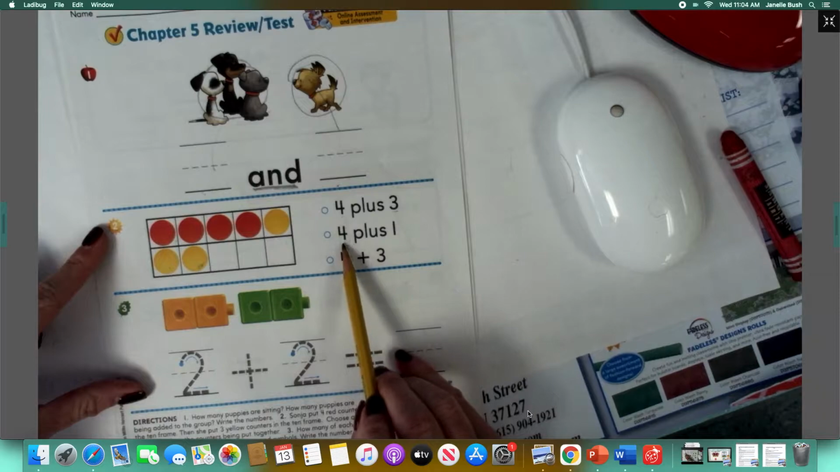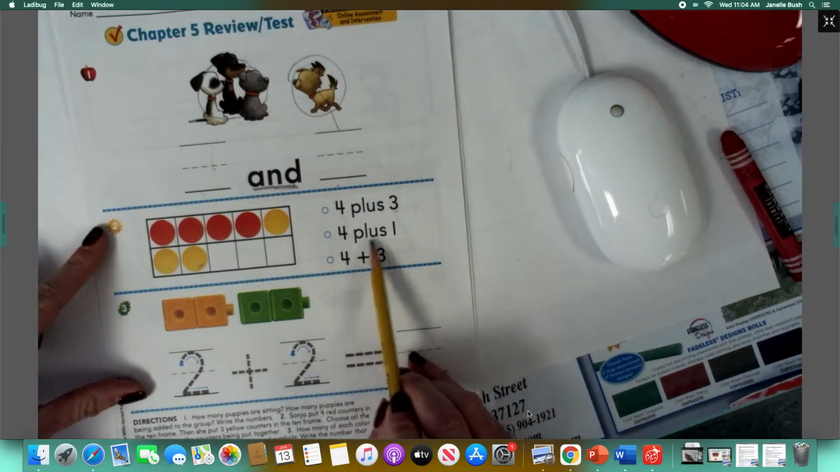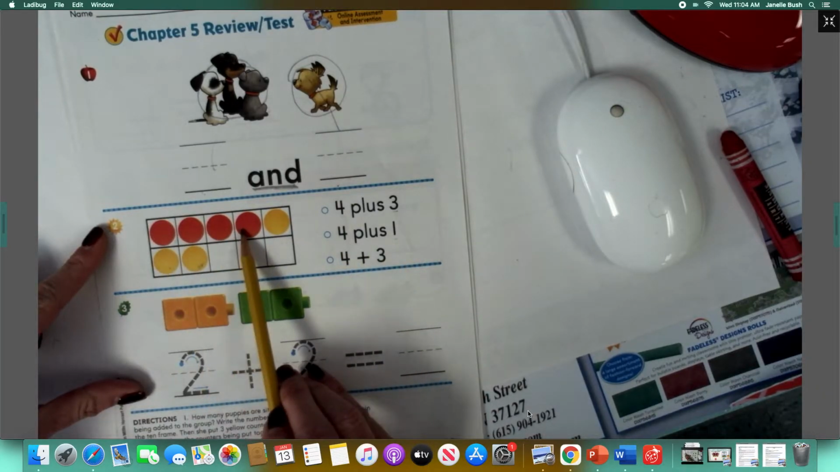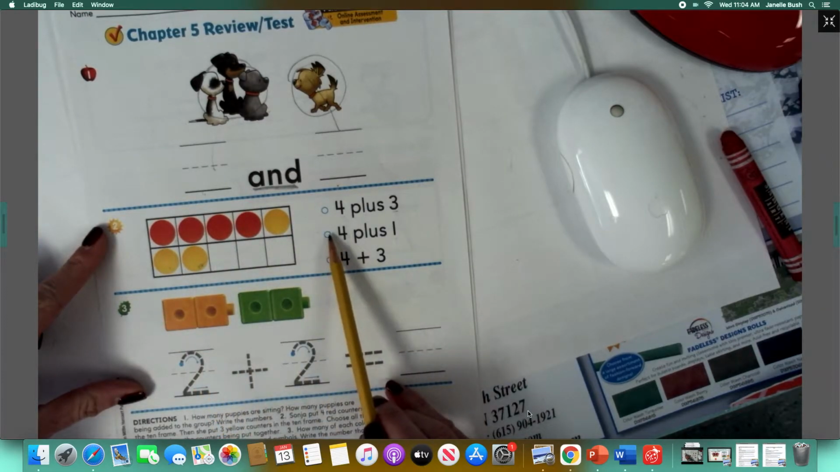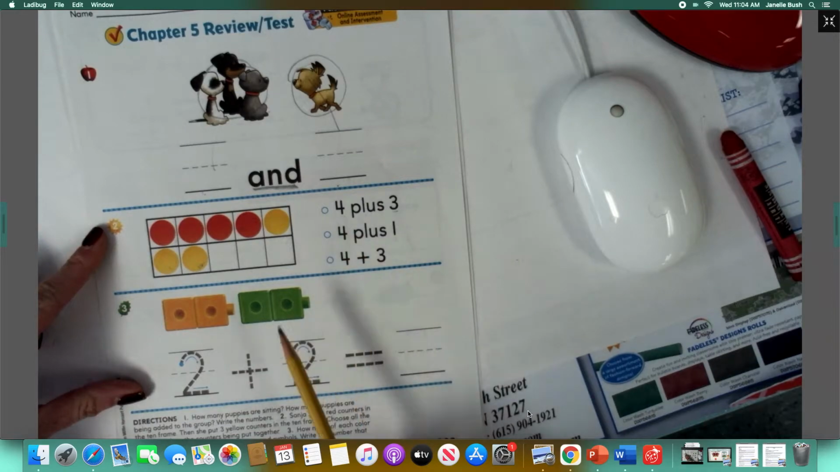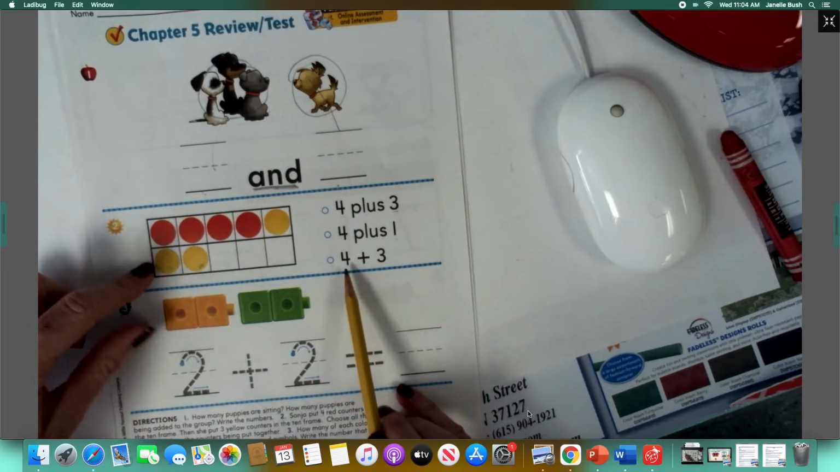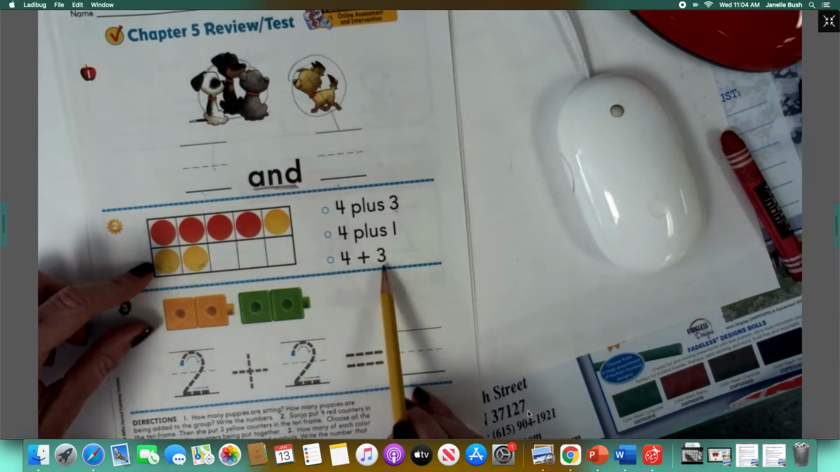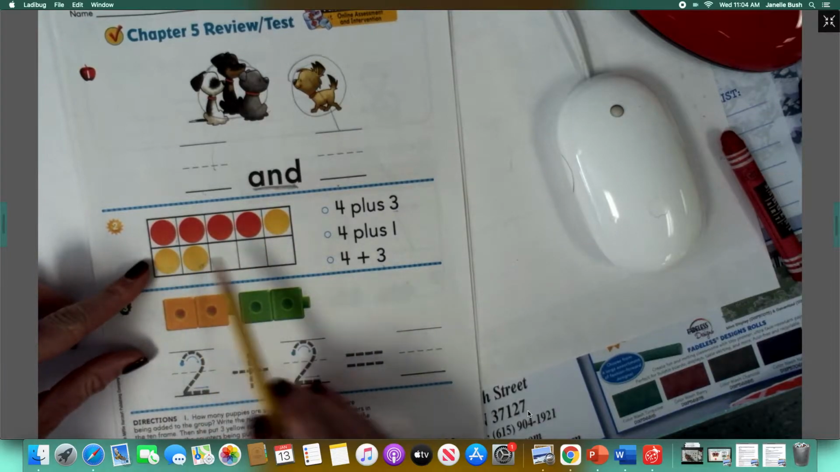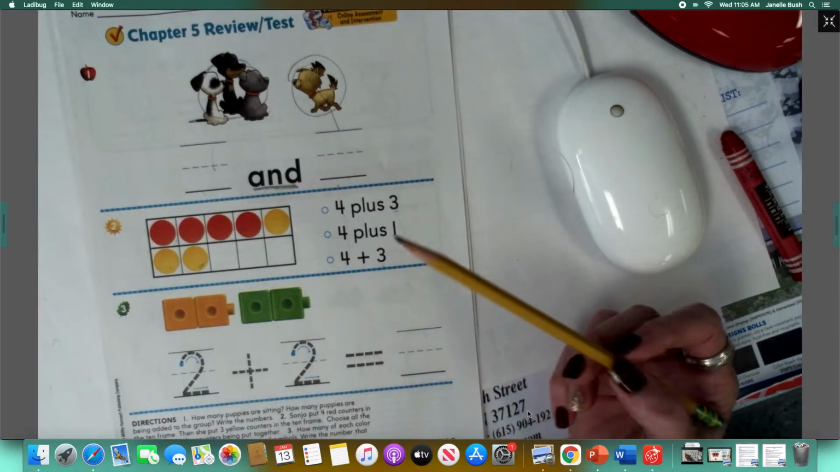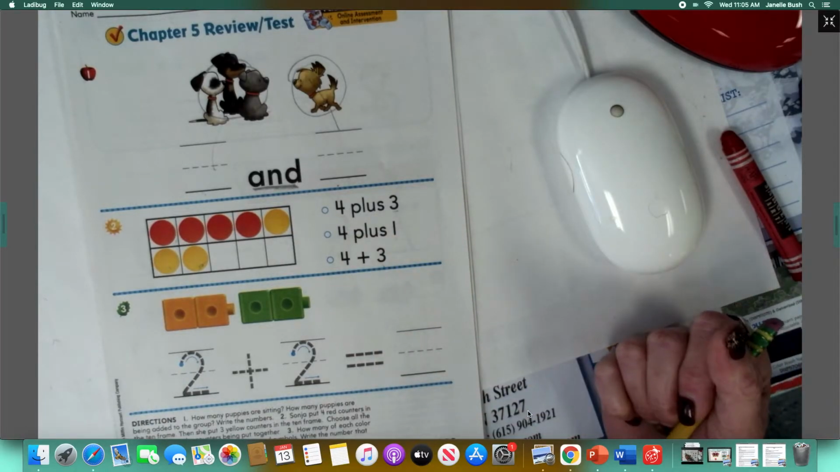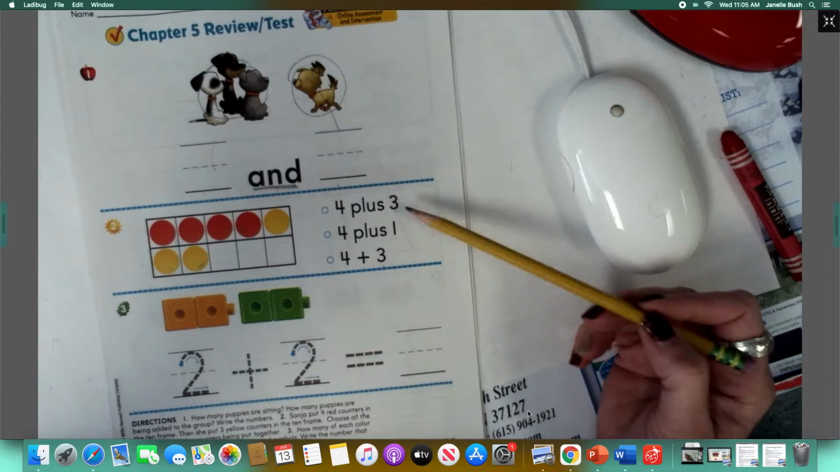Okay, so this says 4 plus 1. Does this show 4 plus 1 counter? If it does, you're going to fill in the bubble. If it doesn't, you're not. And does this show 4 plus 3? If it does, then you're going to fill in this. I'm going to give you a hint. You're going to fill in 2 of the bubbles. So you're going to have 2 answers for this.